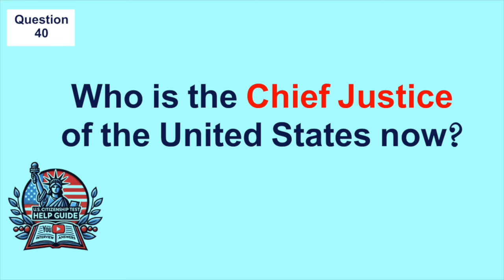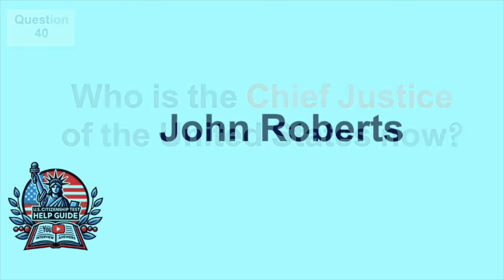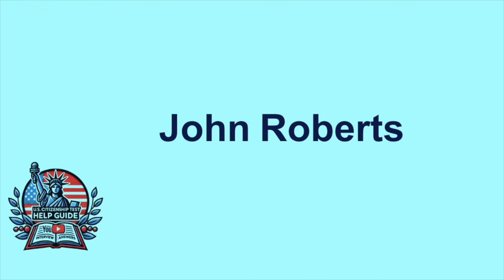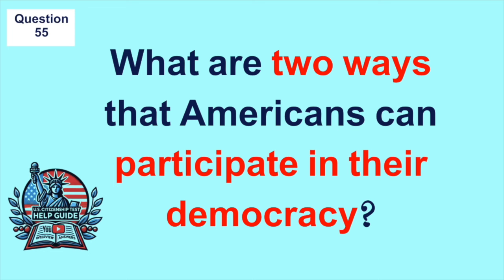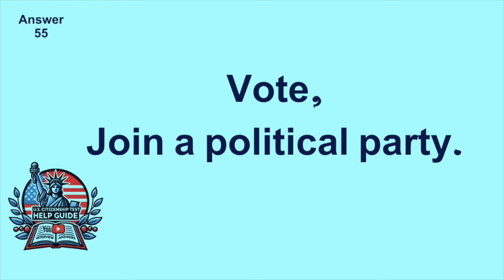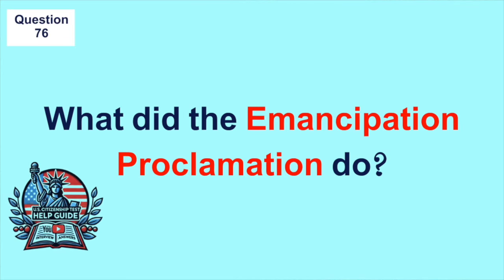Who is the Chief Justice of the United States now? John Roberts. What are two ways that Americans can participate in their democracy? Vote. Join a political party. What did the Emancipation Proclamation do? Freed the slaves.